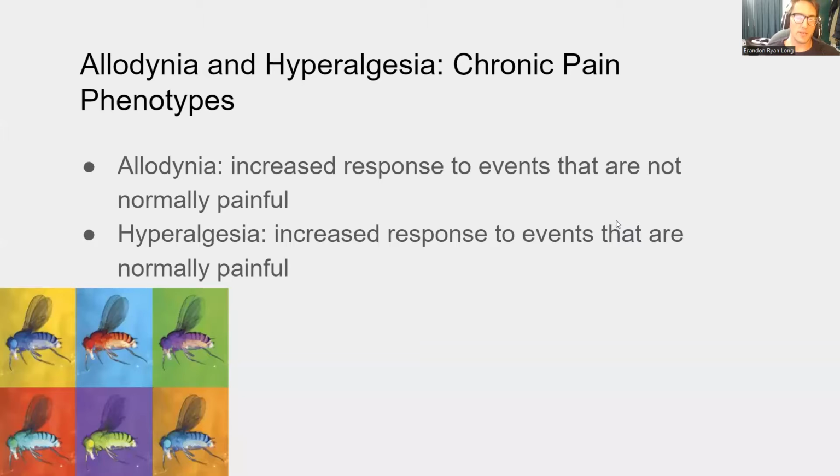Another definition within chronic pain that we need to talk about is two things that I'm studying: allodynia and hyperalgesia. Allodynia is when you respond as painful to events that were previously not painful, now that you are injured. And hyperalgesia is when you respond to events that are normally painful, but at a much higher rate, or you elicit a much more exaggerated response than you would normally.